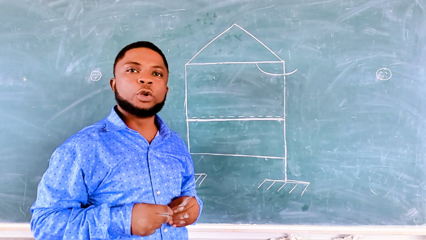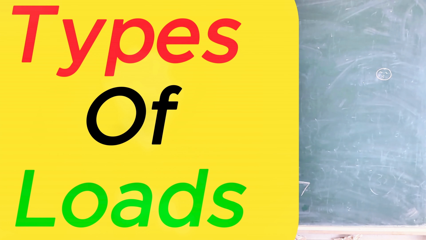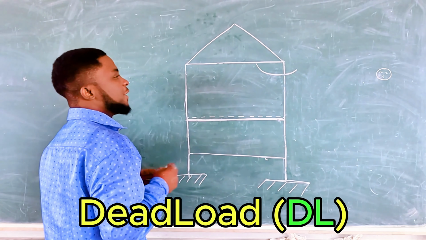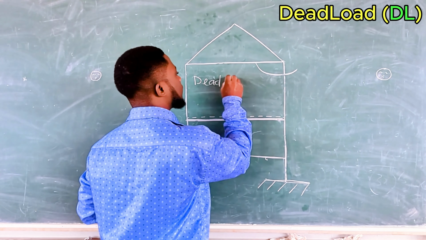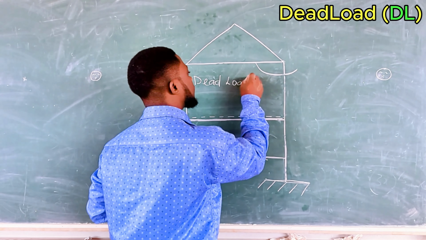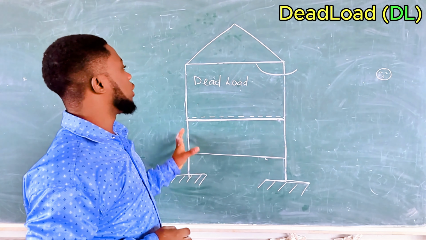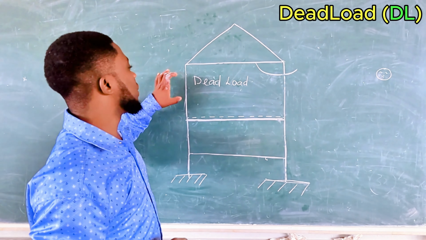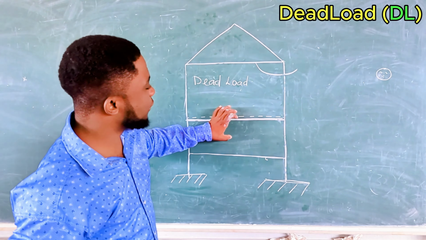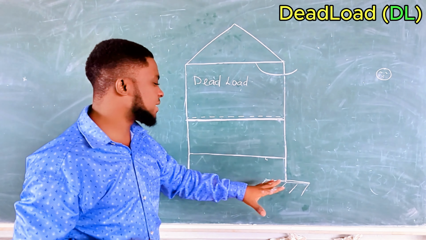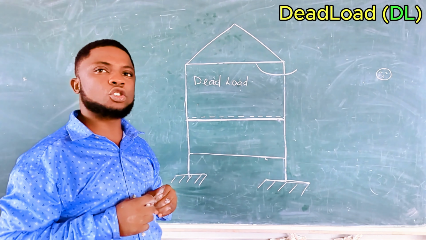But before we trace the load path, we need to know the types of loads that exist in the structure. The first type of load is called the dead load, which is the self-weight of the elements present in this structure. So you have the self-weight of the pillars, the rafters, the beams, the slabs, and the footing. These are called dead loads in a structure.